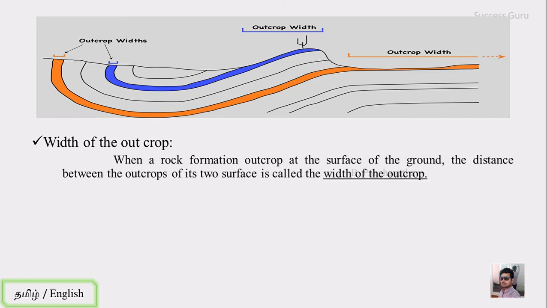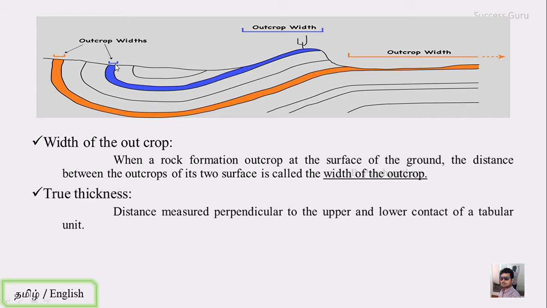The definition is that when a rock formation outcrops at the surface of the ground, the distance between the outcrop of its two surfaces, say this is one surface and this is the second surface, will be considered as the width of the outcrop. So the distance between these two surfaces is measured as the width.